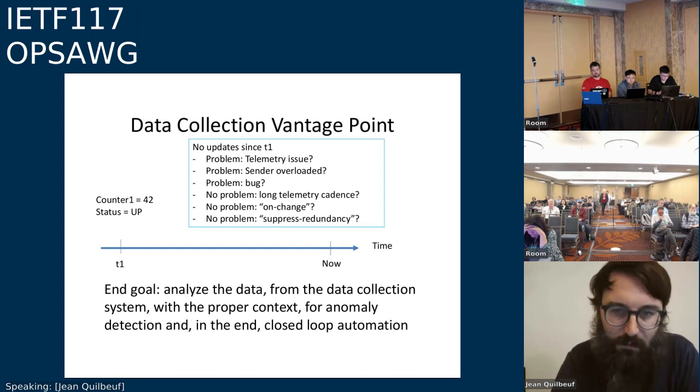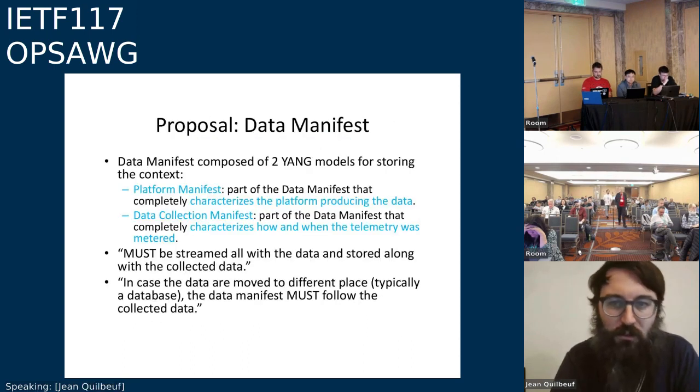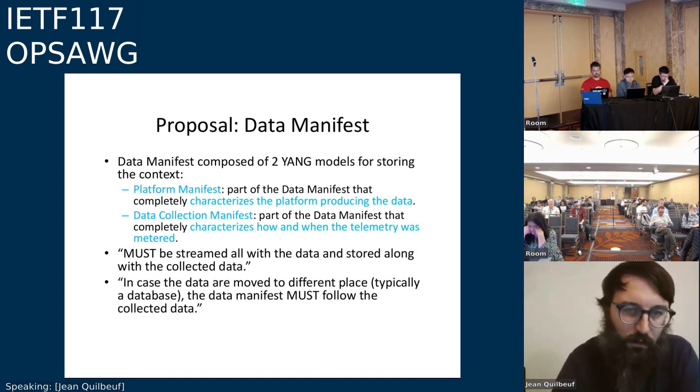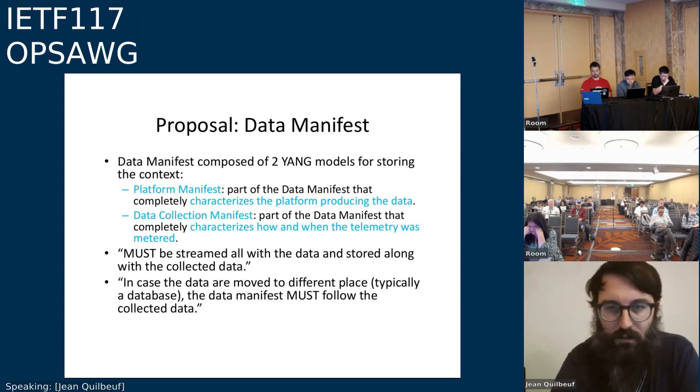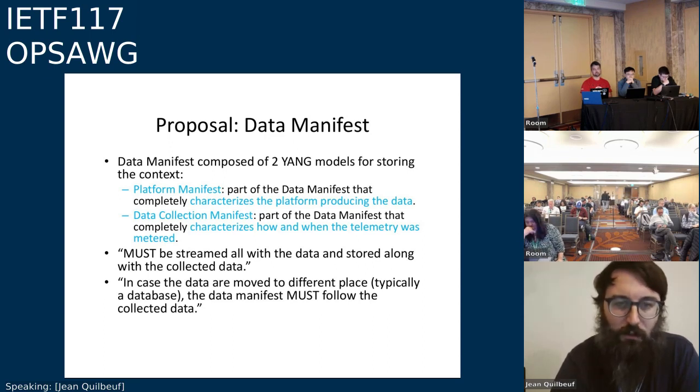So next slide, please. Our proposition is to have two YANG modules. The platform manifest, which is basically about characterizing the device that produced the data. So it includes the vendor, the OS version, and things like that, and the set of YANG modules that are available on the device. And then we have the data collection, which is more specific to the collection itself, including the information about whether it is unchanged, what is the actual period, if it's not unchanged, at which the data was collected, and so on.